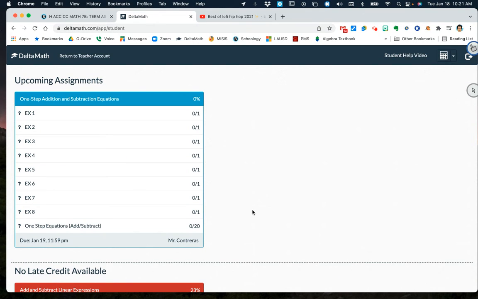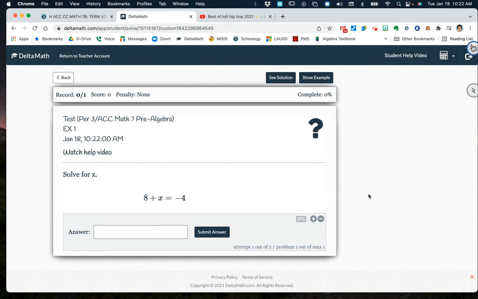Okay, so once you're in delta, we're going to do one-step addition and subtraction equations. We're going to do a total of 8 examples together, and they're examples of how to solve addition and subtraction equations. We're really going to emphasize working with integers, having a negative in there some way, somehow. Okay? Which may be new for you from last year. Okay, so here we go.